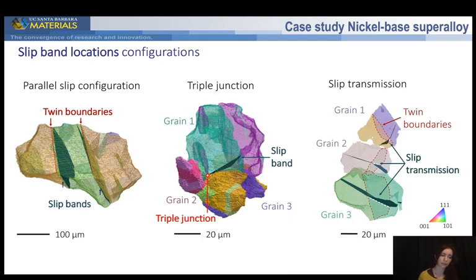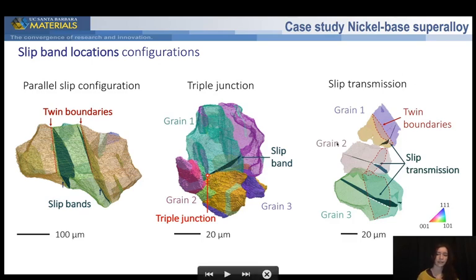That is a very frequent configuration, and we could absolutely not have seen it if we didn't have the 3D data, since actually the slip band connects to the triple junction below the surface, so there's no way we could have guessed that if we had only the 2D data.